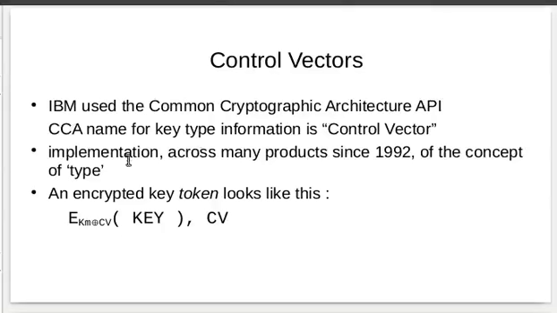This kind of implementation was used in IBM across many products since 1992, and especially this concept of type. So if you encrypt something using something like DES, this is what it'll look like. You would have a key, you would encrypt it using a master key and a control vector, and so you end up with an encrypted version of the key and also some type information, and that's what this whole thing represents.